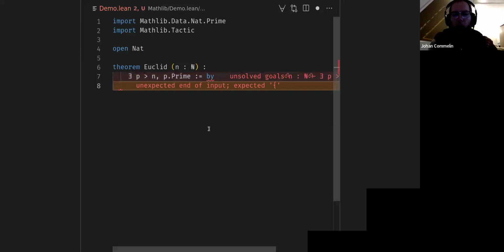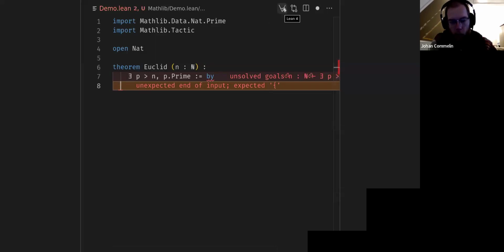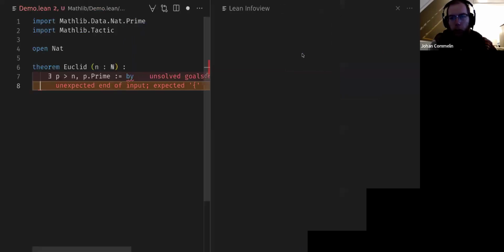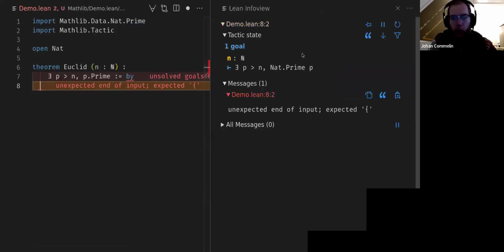But now we're a bit stuck. It's again complaining, unexpected end of input, etc. And we don't really have a very good idea of how to proceed with these proofs, maybe. But Lean has a magic feature that allows you to look inside its brain. And so I'm going to click this symbol for all and ask it to toggle the info view. And now a second window appears.